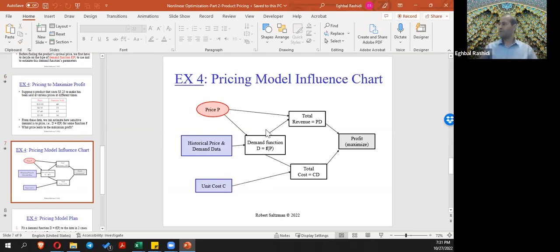If we want to go back to our influence chart, this is how it will look. We start with the output, which is going to be profit. We want to maximize the profit, and what goes to profit? The total revenue and the total cost. The profit is equal to total revenue minus the total cost. What goes to total revenue? Demand and price. But demand also is a function of price, and based on historical data that we have, that's going to be our input to determine the demand. And total cost also is a function of demand and the unit cost, or cost per unit, for the items that you want to sell.